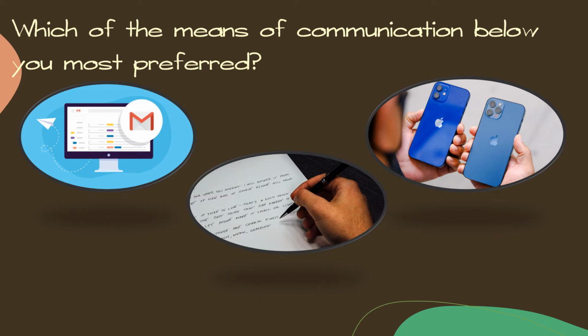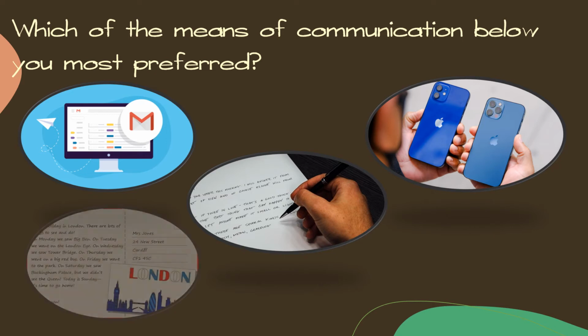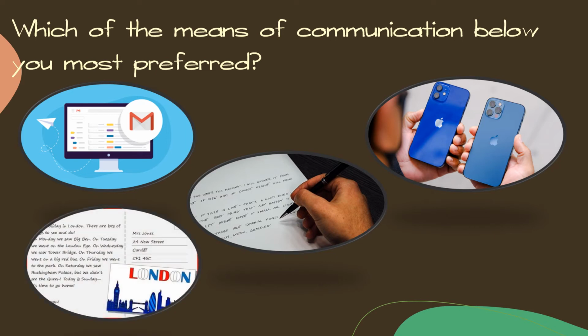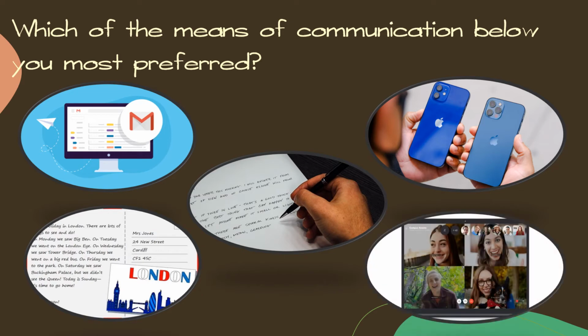Alright. Okay, postcards. Some people like postcards because they have colorful pictures. Okay, and the fifth picture is video call. Okay, some people like video calls. Some people don't. Why don't they like video calls? Because they are shy. Ada orang dia malu.